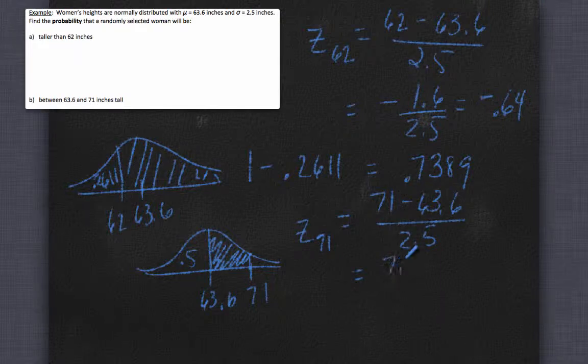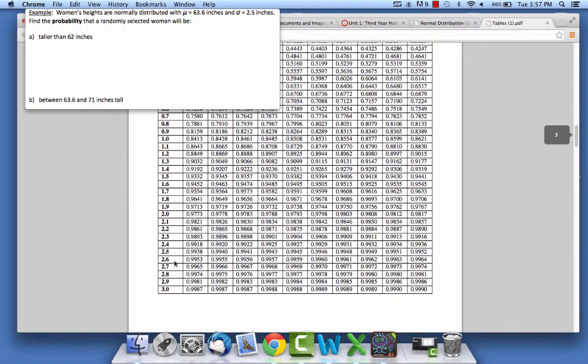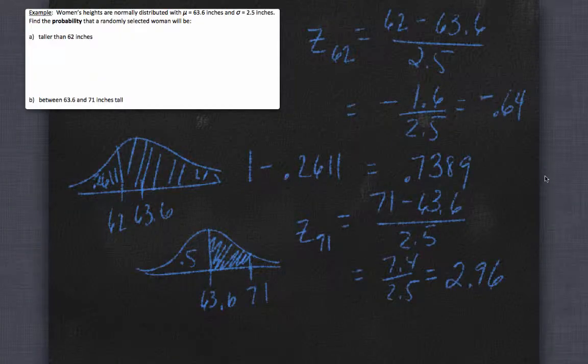So let's see, 7.4. Okay, so I think that's 2.96. You can check me and see if I'm wrong. That gives 0.9985. But I have to take out that 0.5.